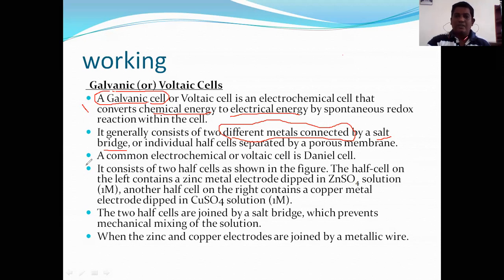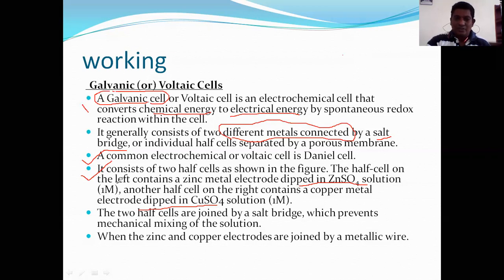Next, a common electrochemical or voltaic cell is known as the Daniell cell. This common electrochemical cell is the galvanic cell. The galvanic cell contains two half cells. The first half cell is a zinc rod taken in zinc sulfate. The second half cell is a copper rod taken in copper sulfate solution.